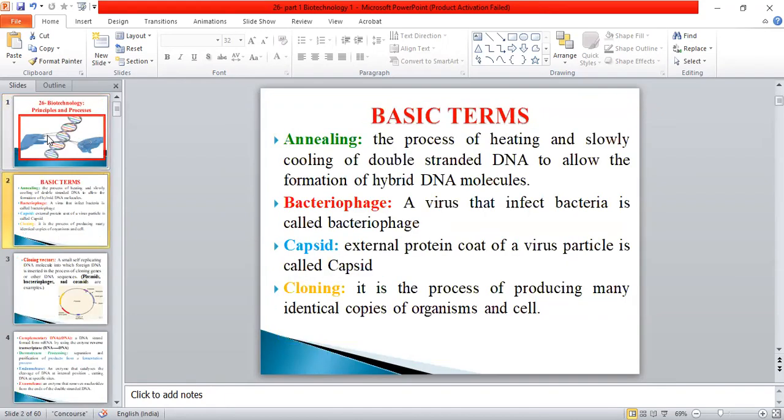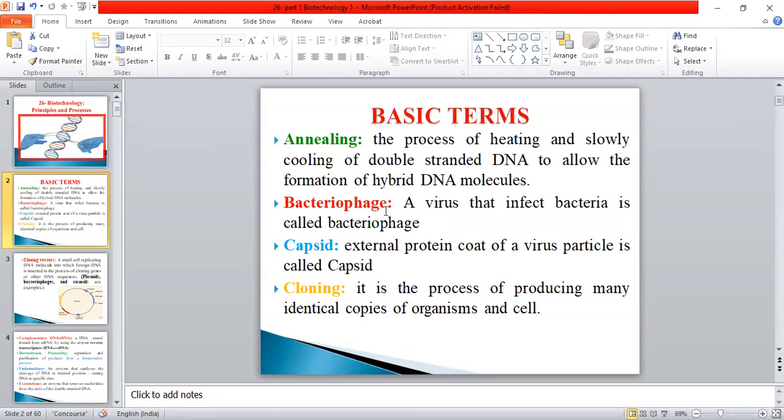Today, what we are going to discuss is annealing, one of the processes. Annealing is nothing but the heating process, which we already discussed just now. During the polymerase chain reaction, how will the two strands be separated? When you are giving the heat, automatically it will split.